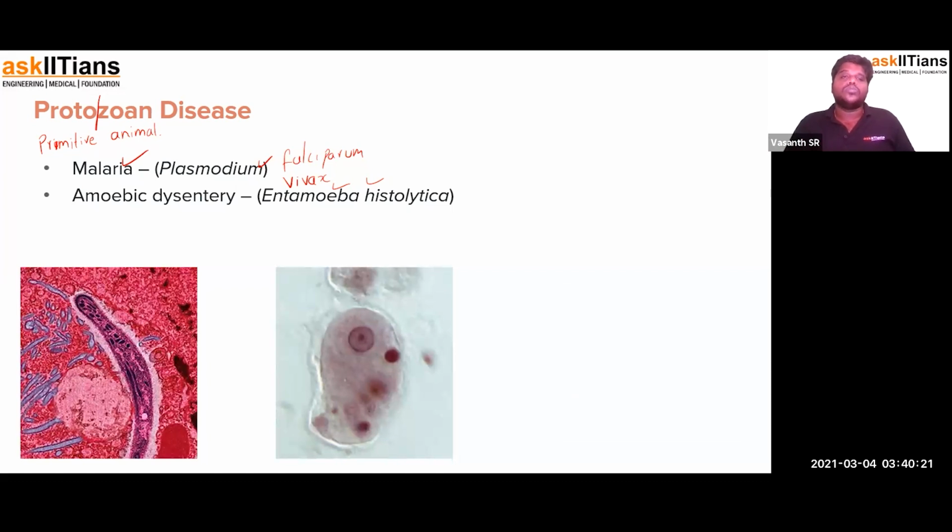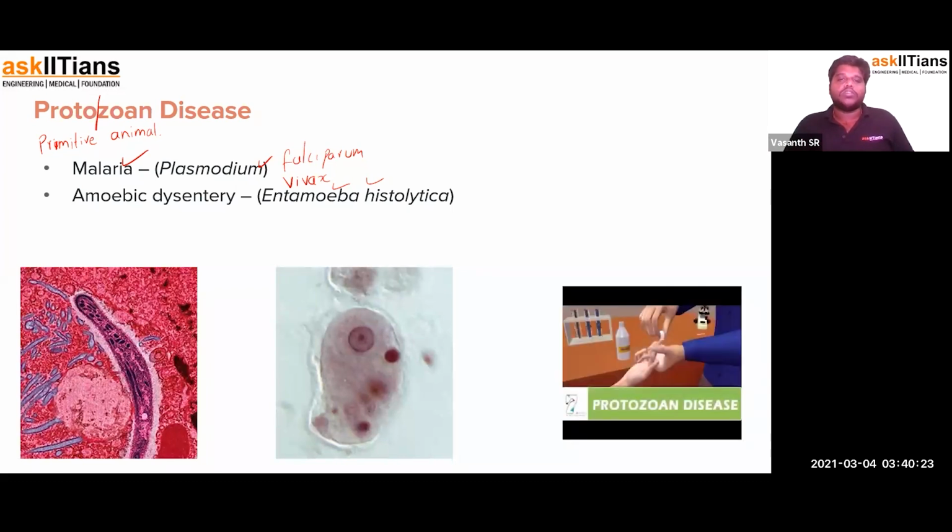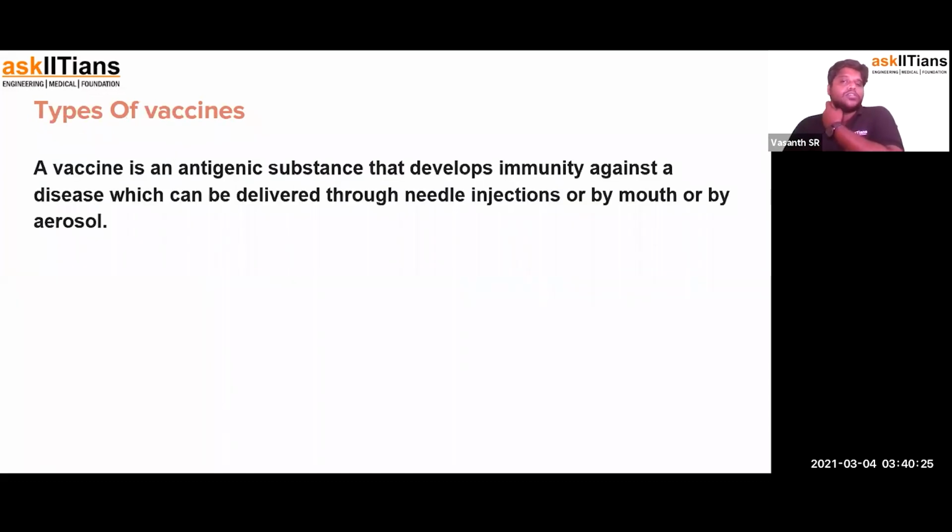And the next topic we're going to discuss is the types of vaccines. Vaccines are put into our body through different ways. So one is through injection.